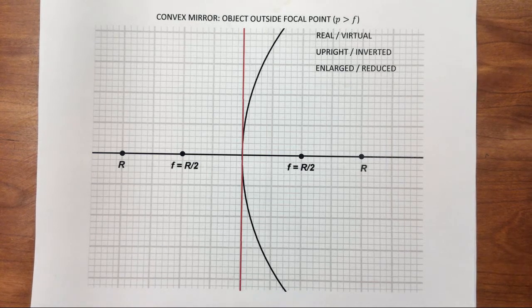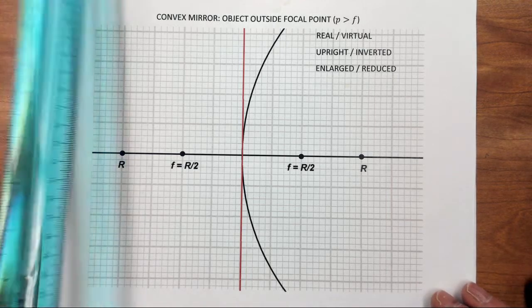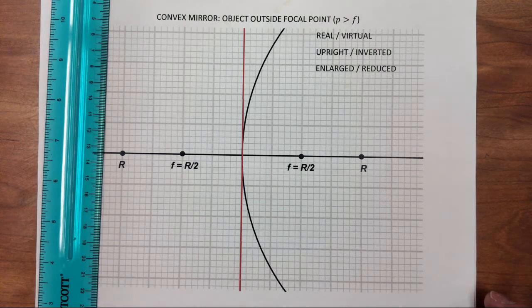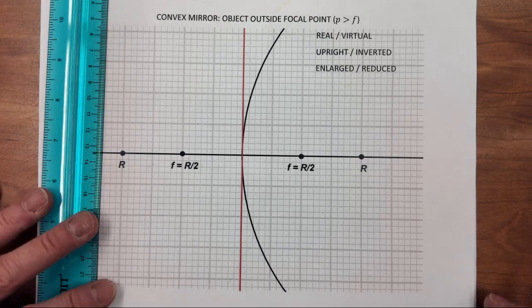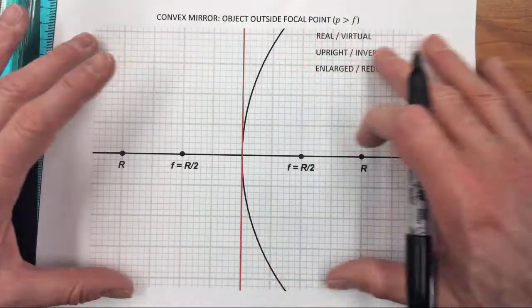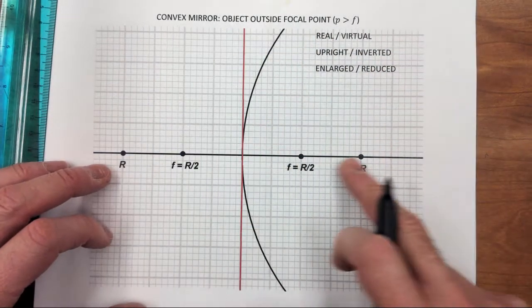All right, let's get started on the glorious adventure of ray tracing. Ray tracing is all about figuring out where rays from some object come back together after hitting a mirror or going through a lens. Sometimes they don't go together, and then we have to ask, where do they appear to be coming from?